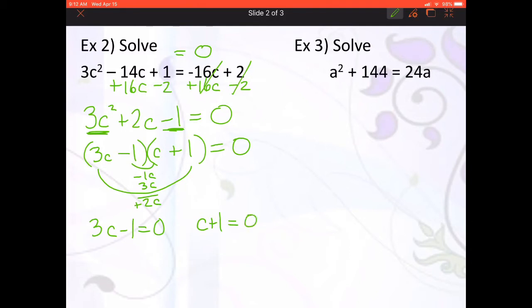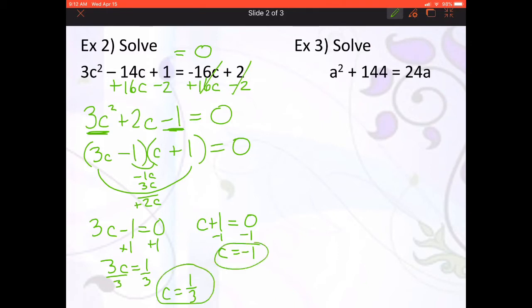Alright, so now I'm going to add 1. So 3c equals 1, and divide by 3 because c is not by itself yet, so c equals 1/3 is one solution. Subtract 1, c equals negative 1. There's our second solution. So we have two solutions for this equation.